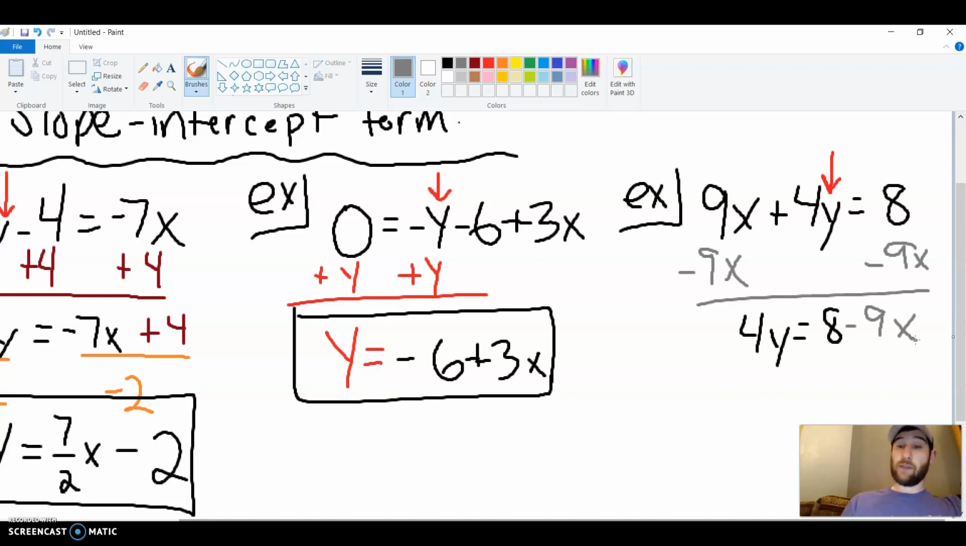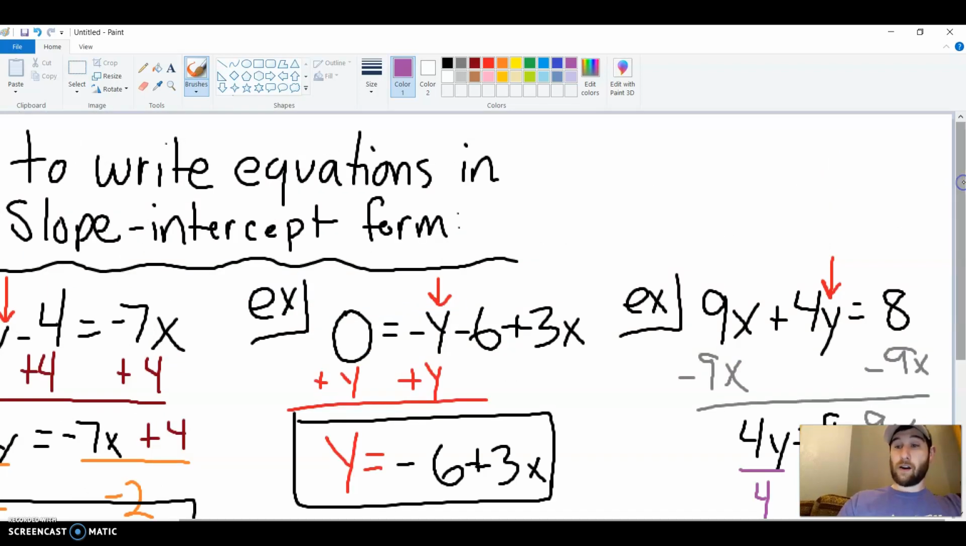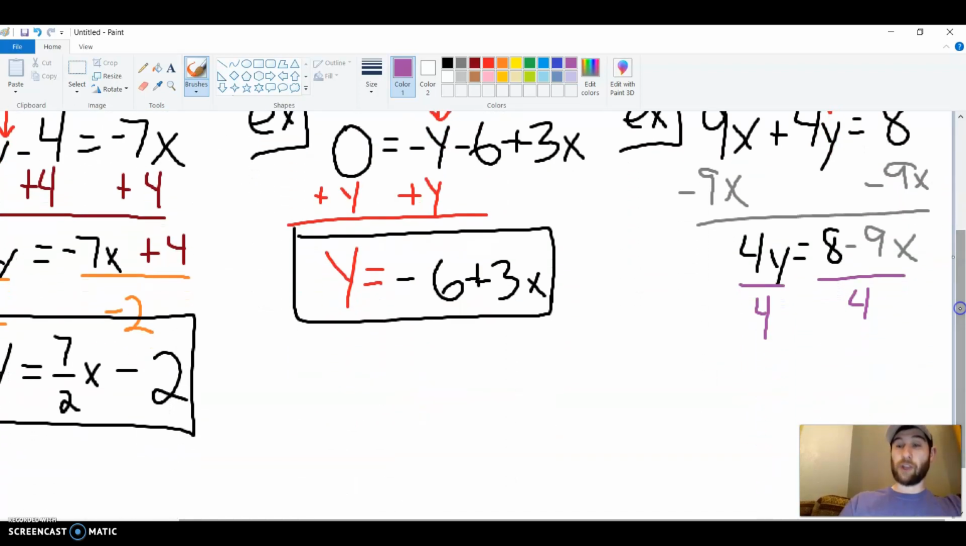We'll see. We have the 4y equal to 8 minus 9x. The y is not yet by itself, so all we need to do is divide by the 4. And if you notice that there's a pattern, that's not on accident. It's just how math works. I'm going to scroll down the video a little bit. Just like with the negative 2 in the very first example, we're dividing everything by 4, which means we're really working with two separate division problems.